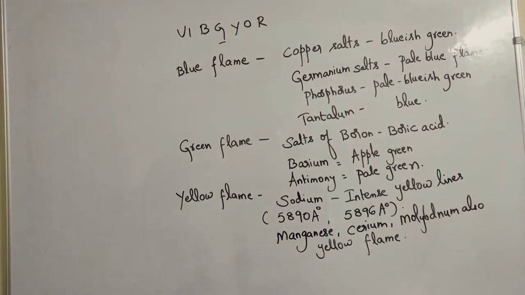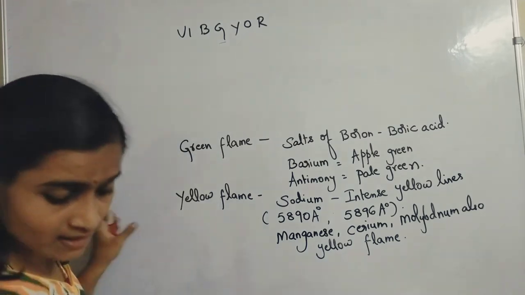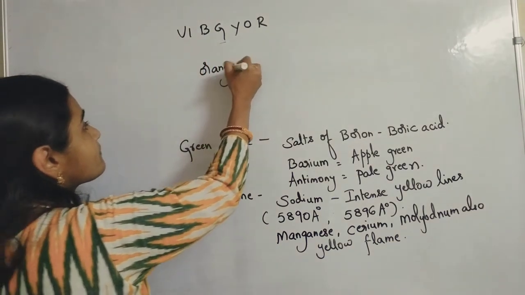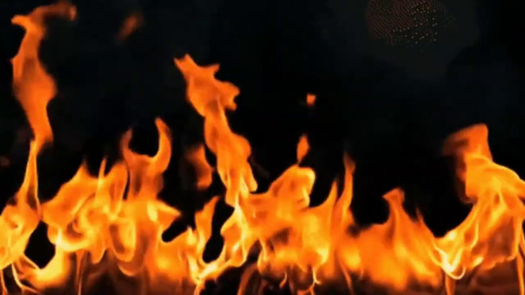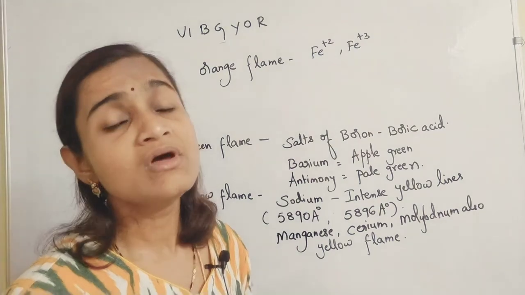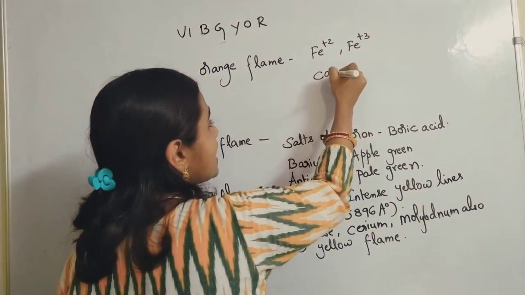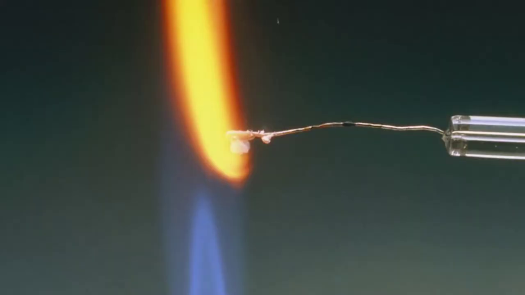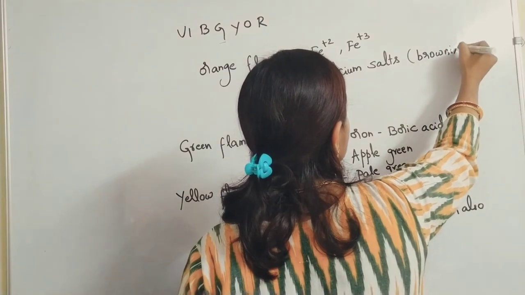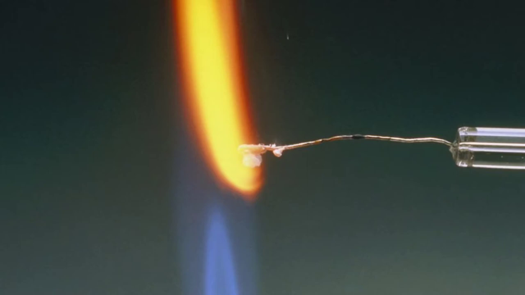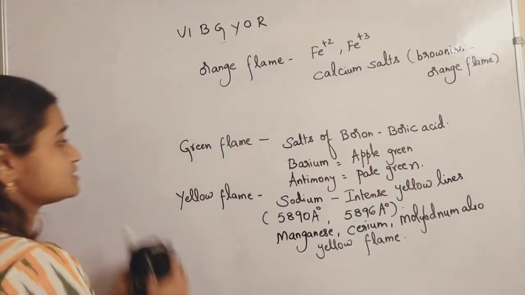So this is about yellow flames. Then we go for orange. I'm going to rub the board. Please remember, orange flame can be obtained by ferrous and ferric salts. Any ferrous and ferric salts are going to give you orange flame, and along with that calcium salts also. Calcium salts give a brownish orange flame. Brownish orange flame can be obtained by calcium salts. Please remember.